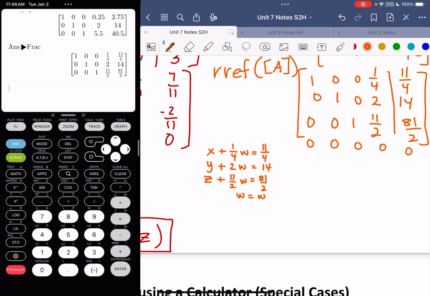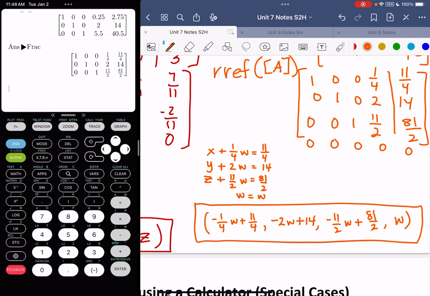So if I solve each of those, here my x would be negative 1/4 w plus 11/4. Y is going to equal negative 2w plus 14. Z is going to equal negative 11/2 w plus 81/2. And then w is equal to w. So that is how you would express your answers there. All right, good luck.